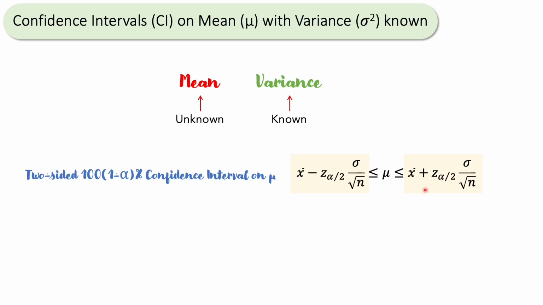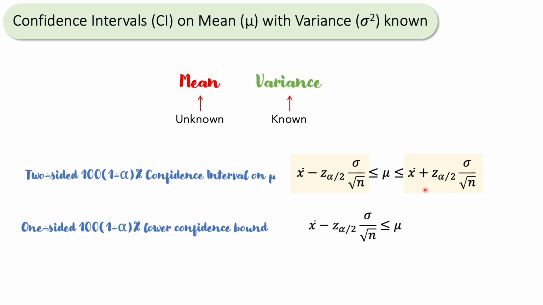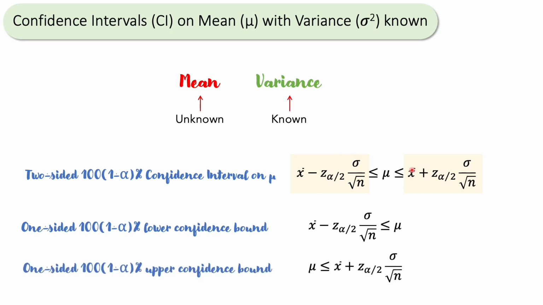Okay, and the lower confidence bound can be written like this. Simply it is the left part of this confidence interval, and the upper confidence interval, or also upper confidence bound, can be represented like this. So this is the right part of the confidence interval. So the left part represents the lower confidence bound, and the right part represents the upper confidence bound.